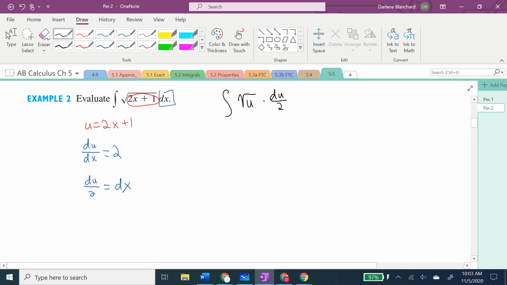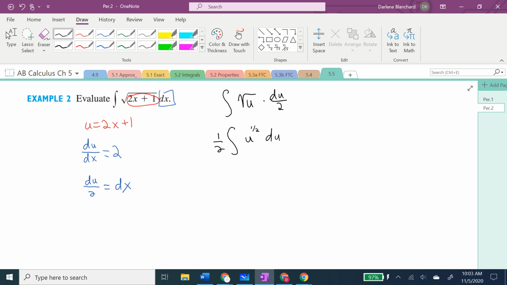I have a constant multiple of 1/2, and then I have the square root of u du. And the square root of u is u to what power? 1/2. I have a full conversion. This is something I can integrate.